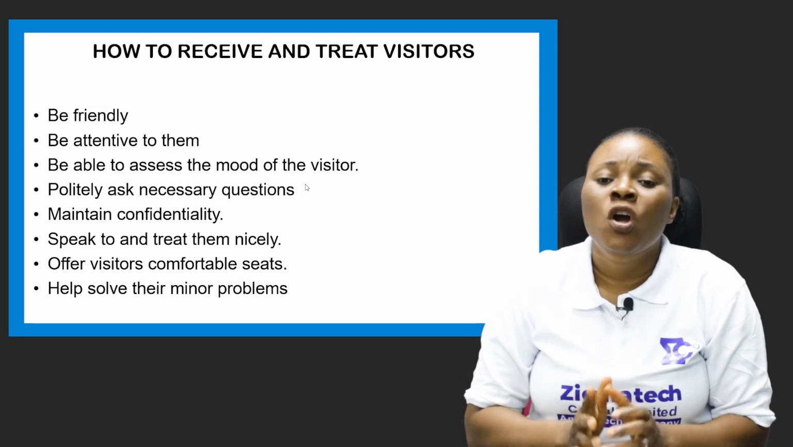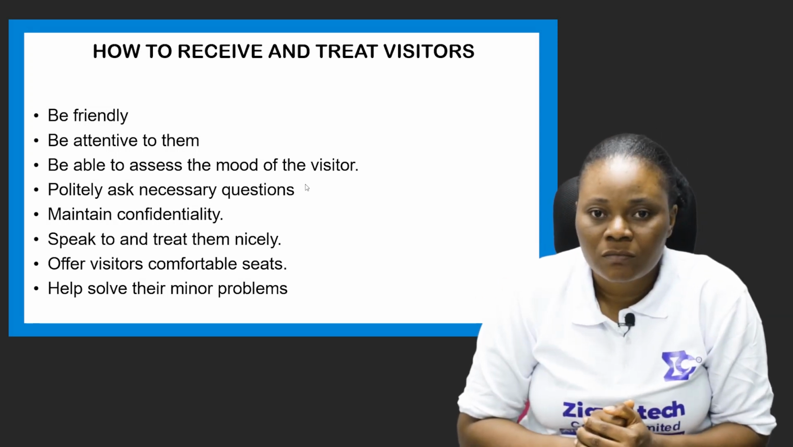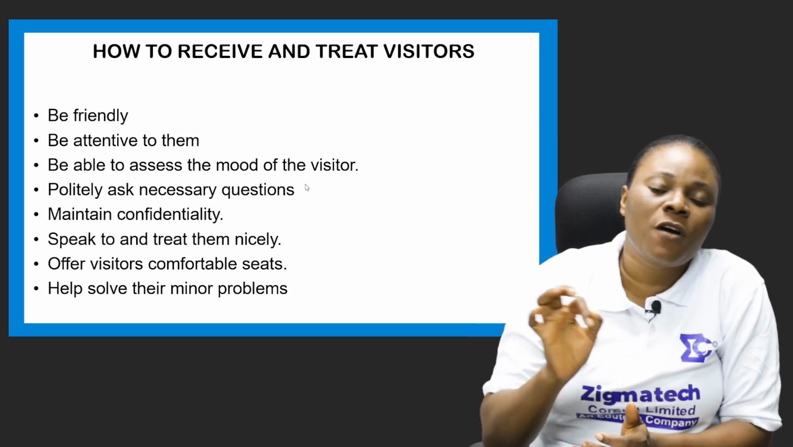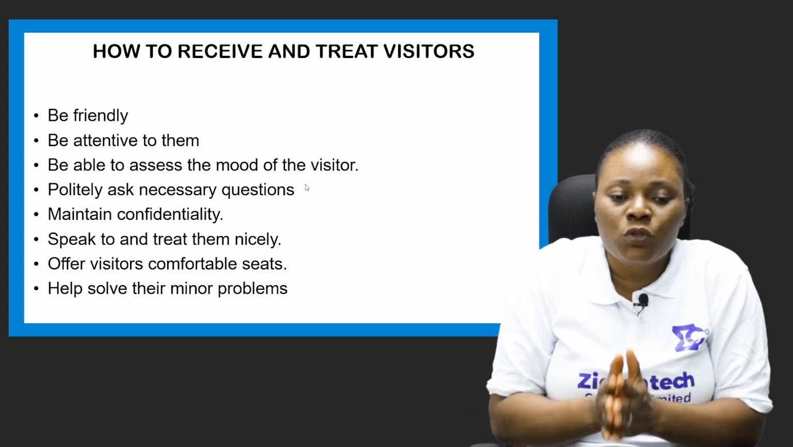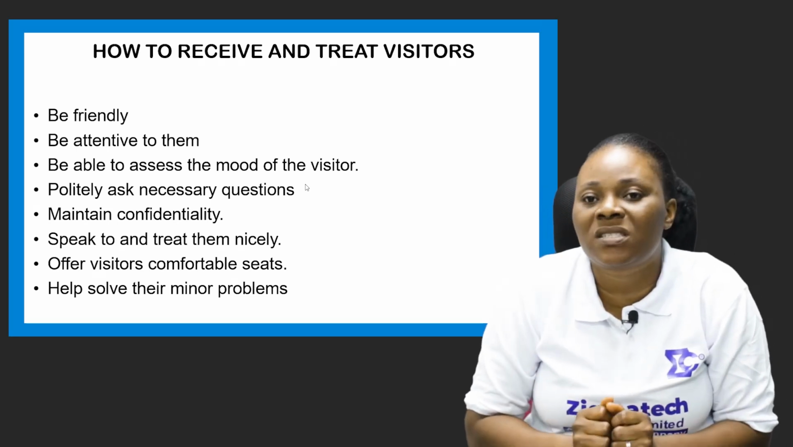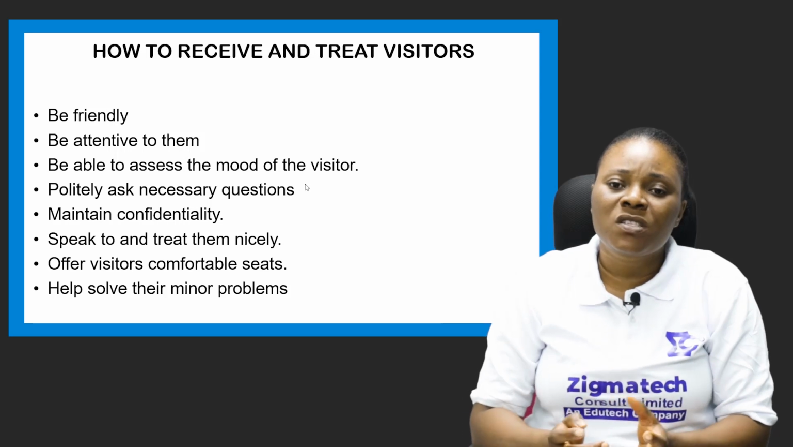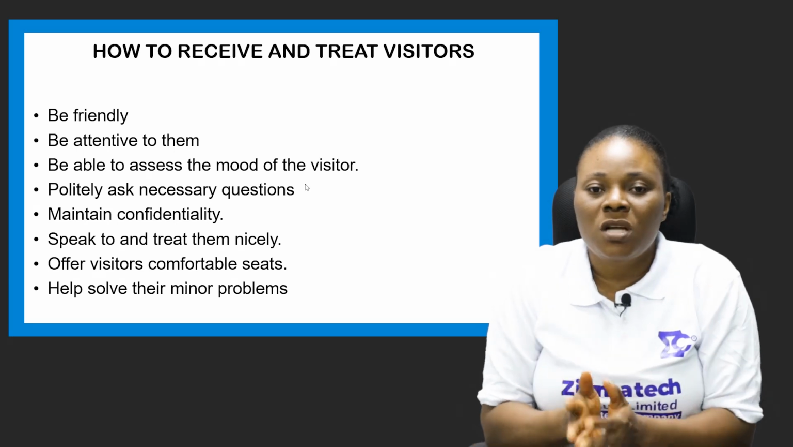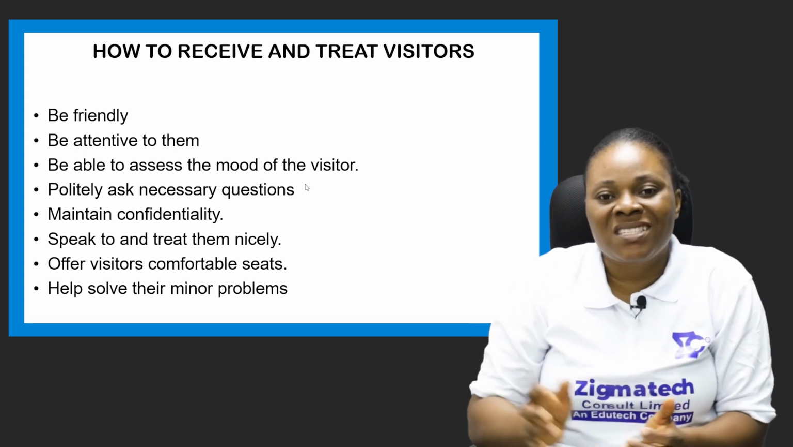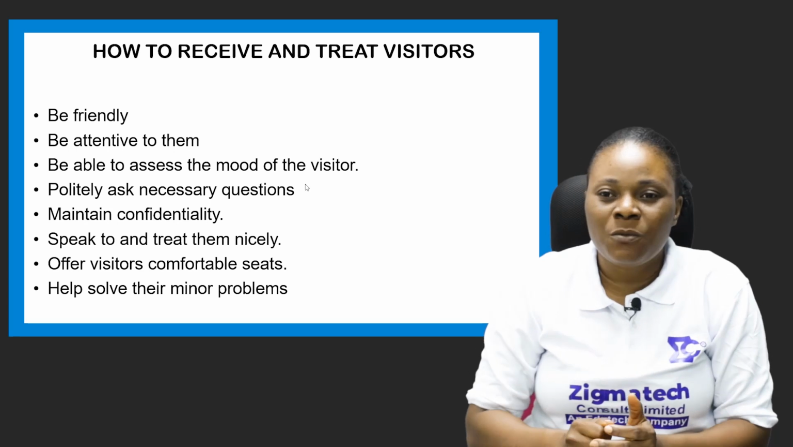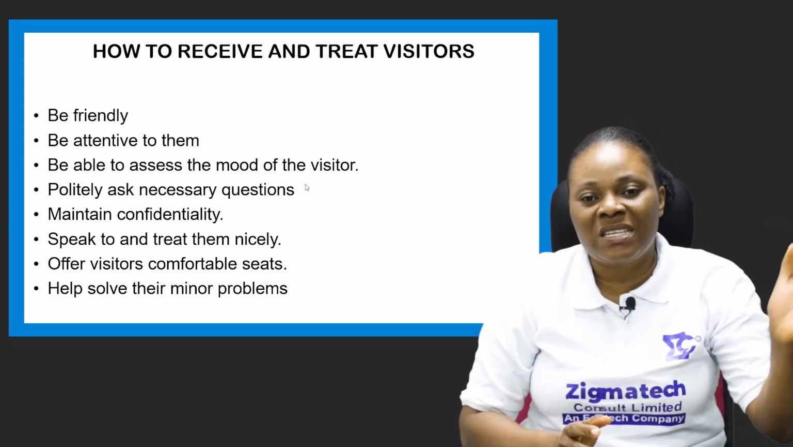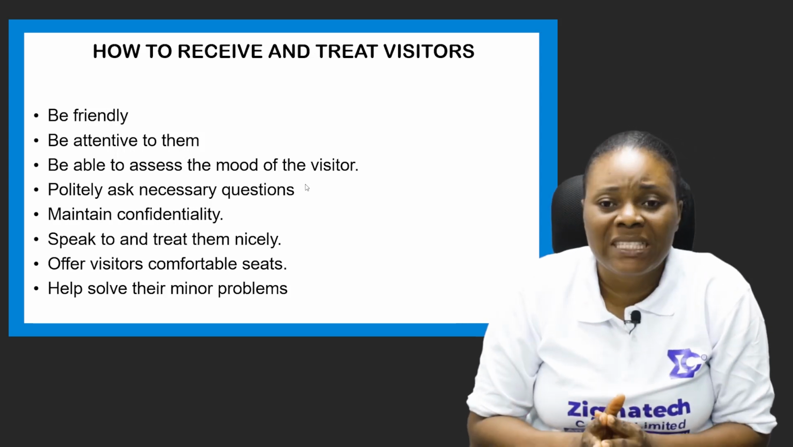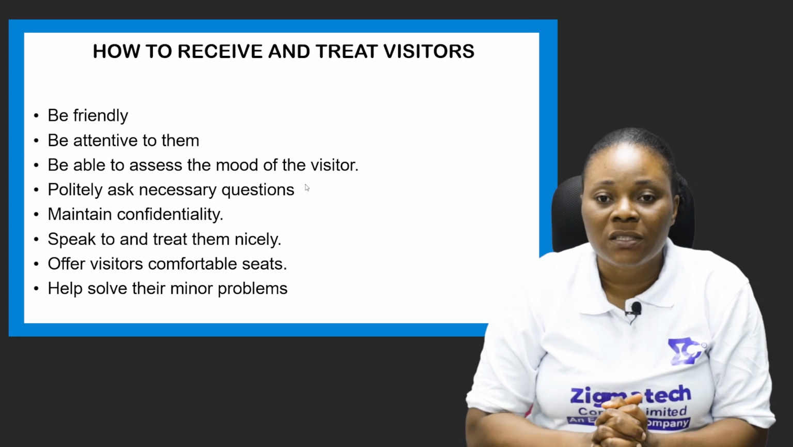Also, maintain confidentiality. In one of our videos, we looked at confidentiality of office information. You being able to keep information secret to yourself. As a receptionist, some visitors will visit and let out some confidential information to you. Not when the visitor leaves and you start broadcasting it. See why this person came. See what is happening in the person's family. See what this person has come to tell me. No. As a good receptionist, you should be able to maintain confidentiality.